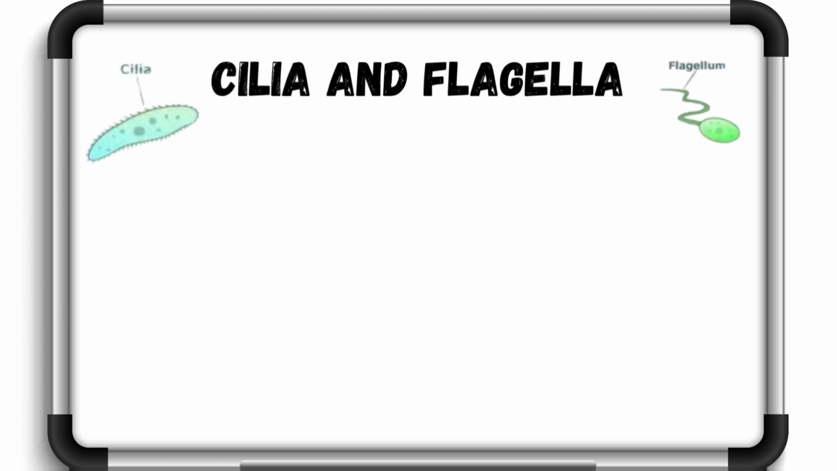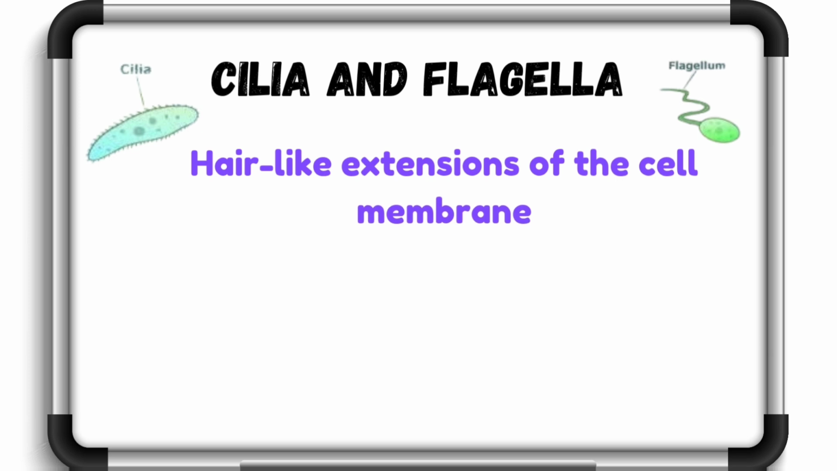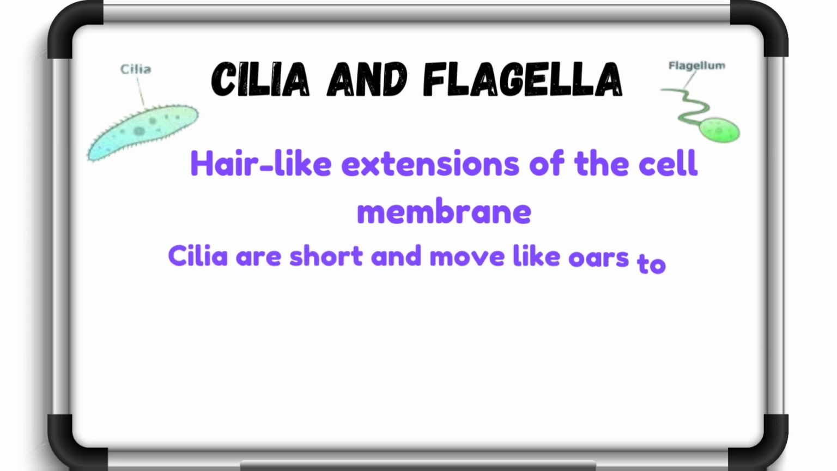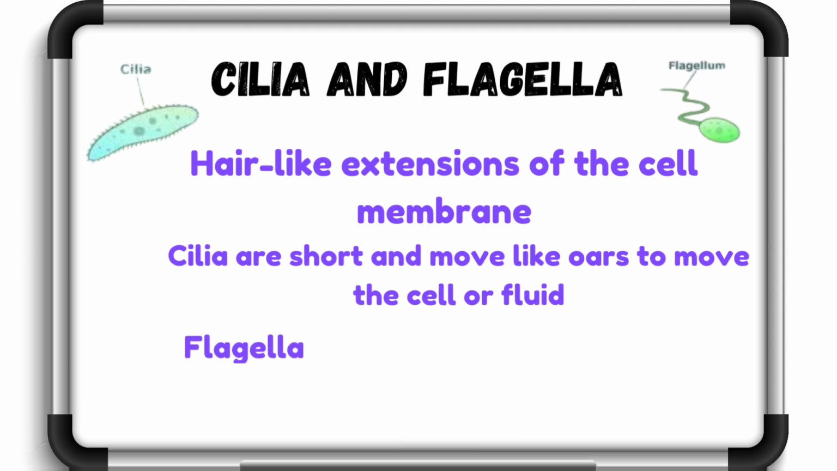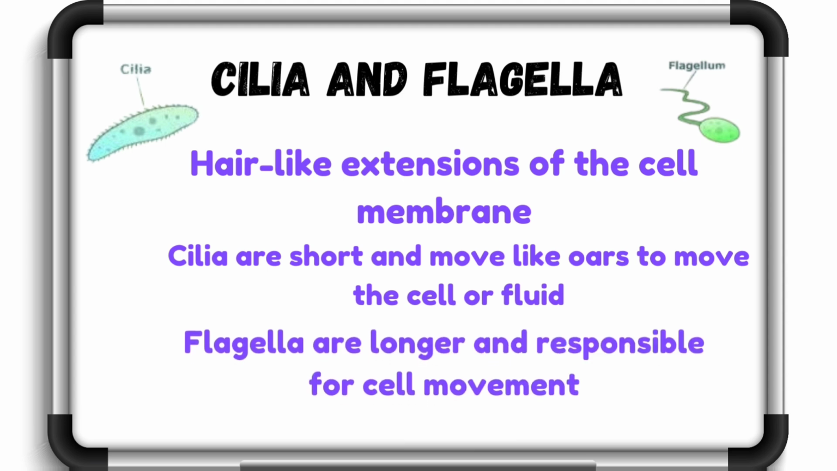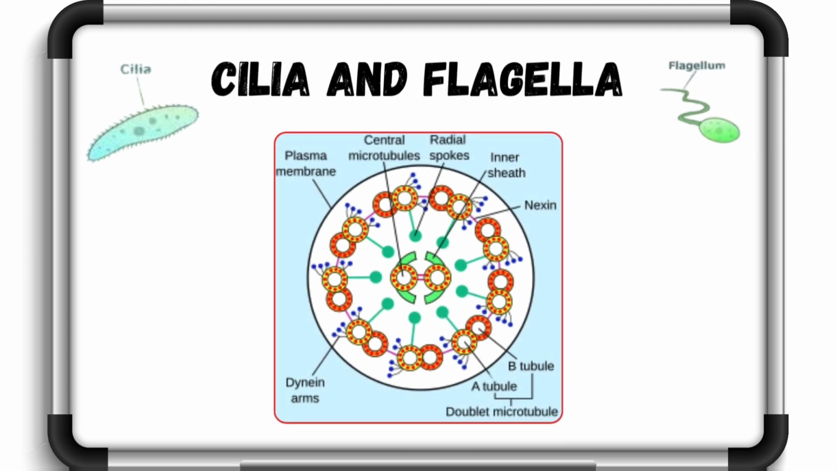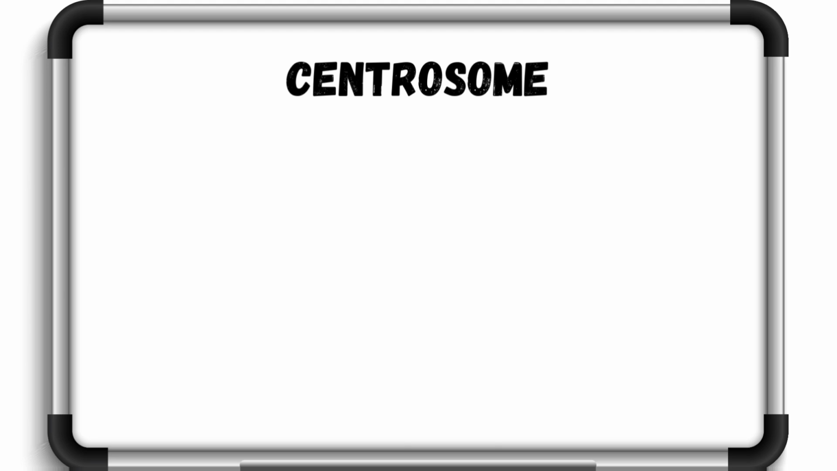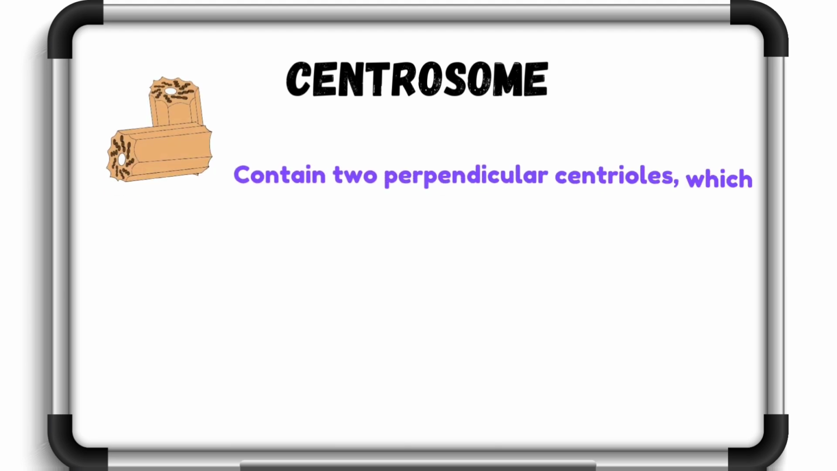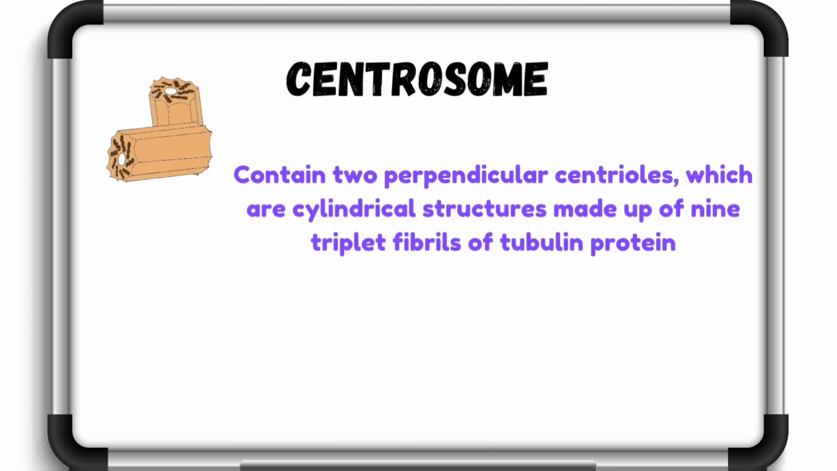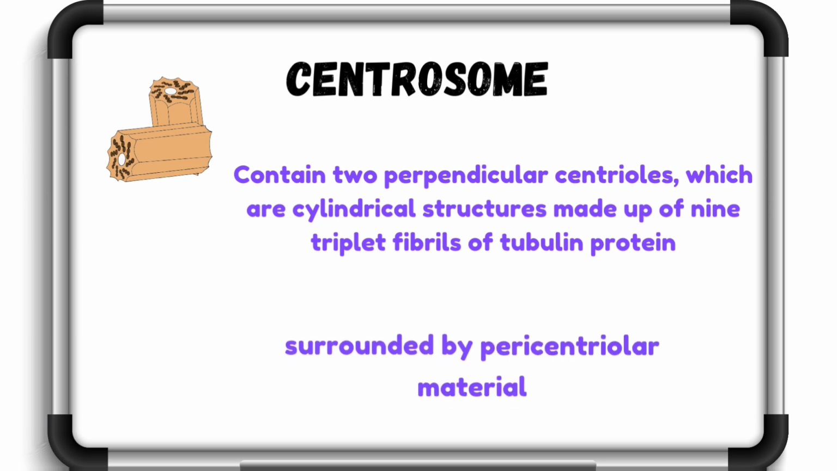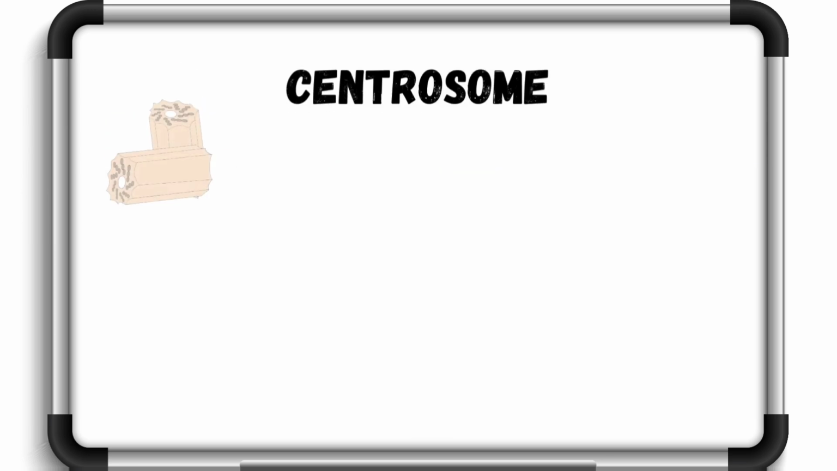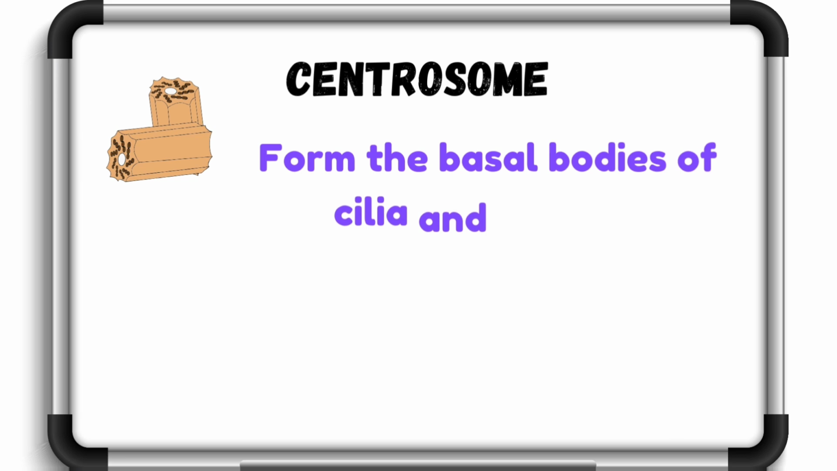Cilia and flagella are hair-like structures extending from the cell. Cilia are short and move rhythmically, while flagella are longer and responsible for movement. Both share a 9+2 arrangement of microtubules supported by radial spokes and linkers. The centrosome plays a key role in cell division. It contains two centrioles, which are cylindrical structures made of 9 triplet fibrils of tubulin protein surrounded by pericentriolar material. These centrioles form spindle fibers and the basal bodies of cilia and flagella.